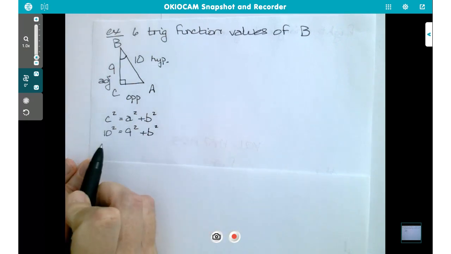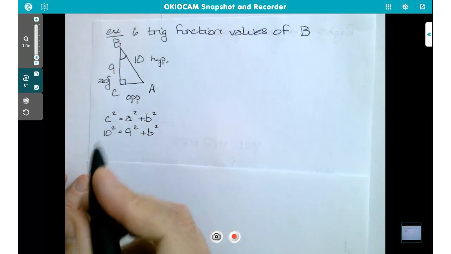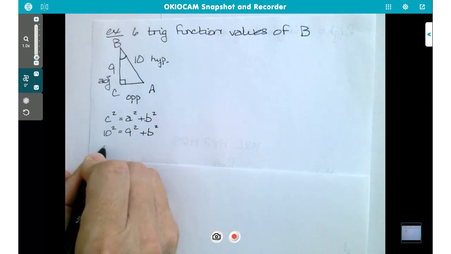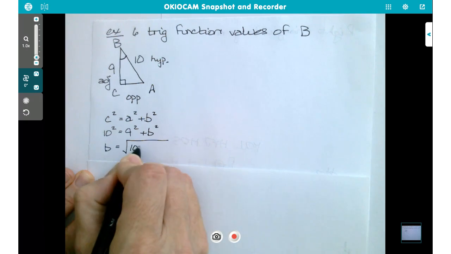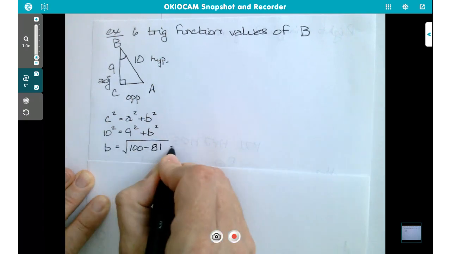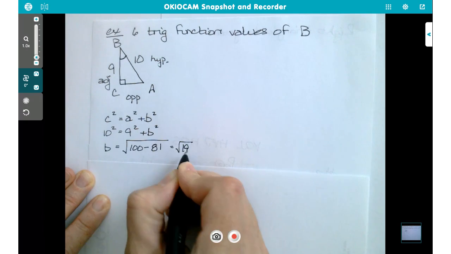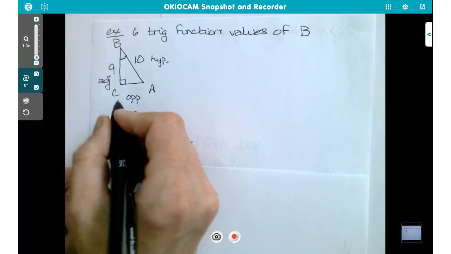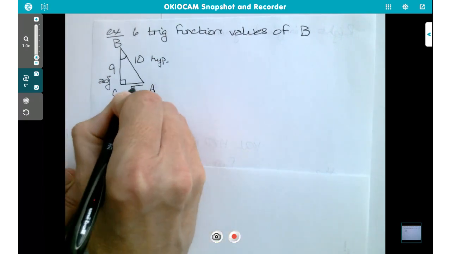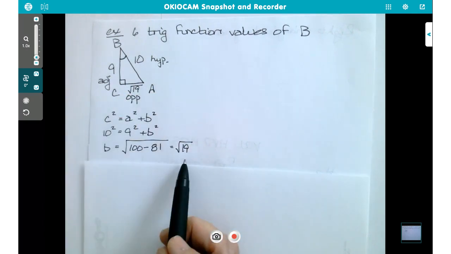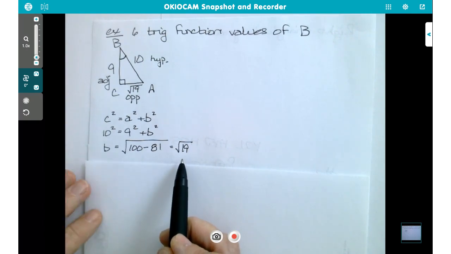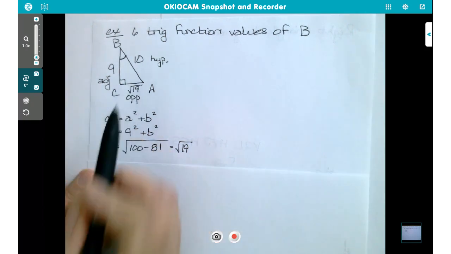So I got 100 minus 81, which is 19, so b is the square root of 19. Okay, why not? So the length of this side is the square root of 19. We'll just leave it like that. If you had a radical you could simplify, go ahead and simplify it. But the square root of 19 is prime. We can't do anything with that. So square root of 19.